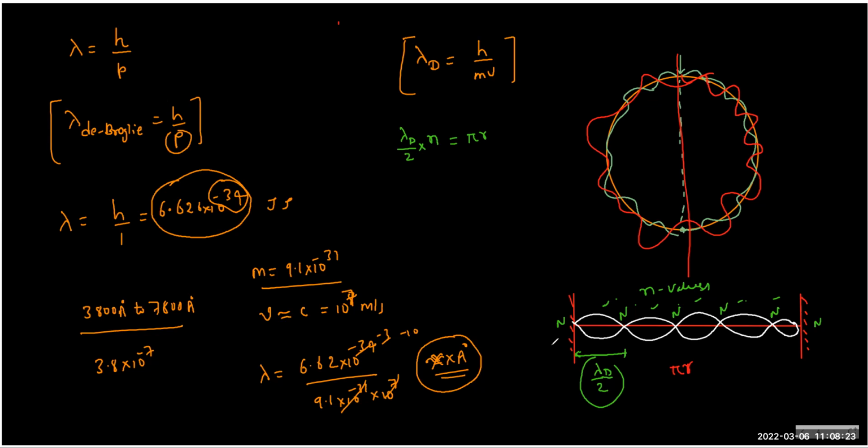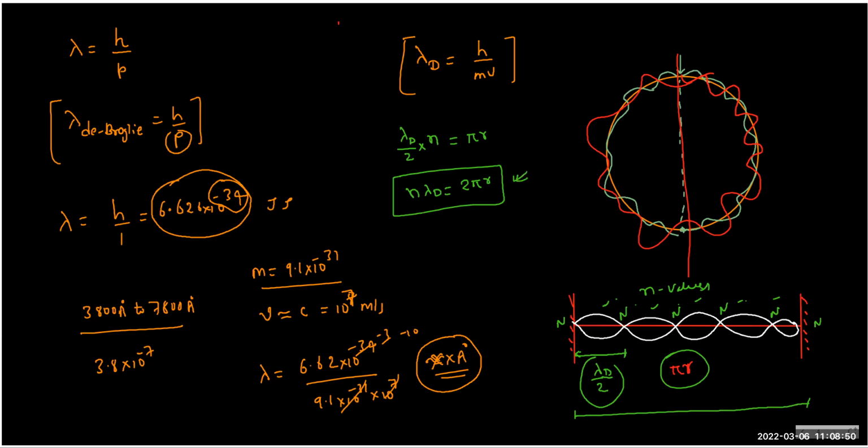Lambda de Broglie upon 2, that is the length of the one loop. And if you combine n loops, then this must cover the entire length of the thread, which is 2 pi r. Is this clear, sir? So can we say that n lambda, the de Broglie wavelength, is 2 pi r? So that is a fundamental relation.